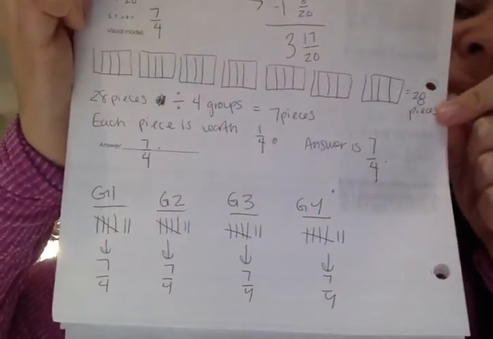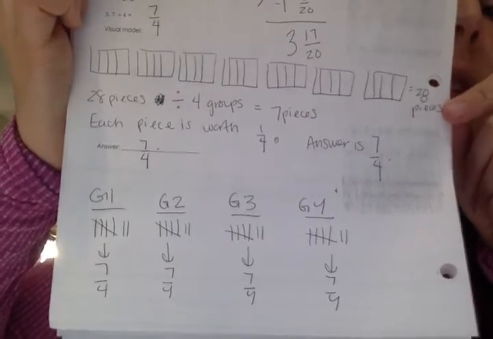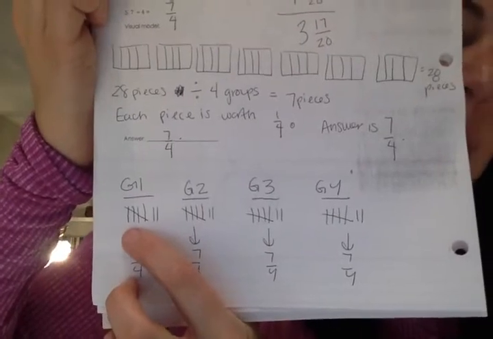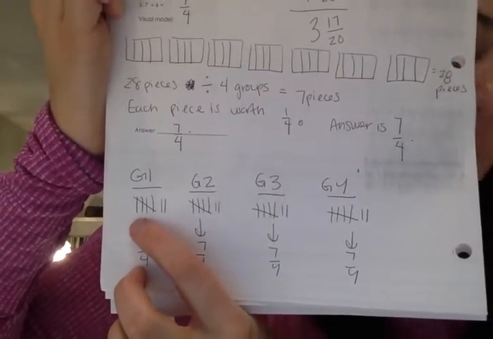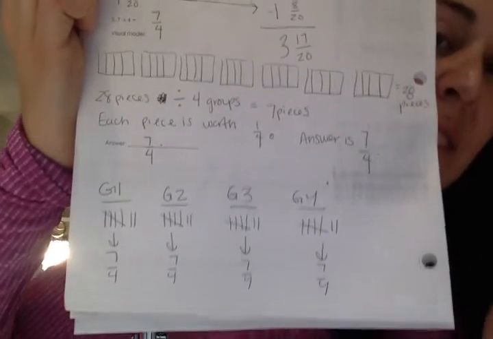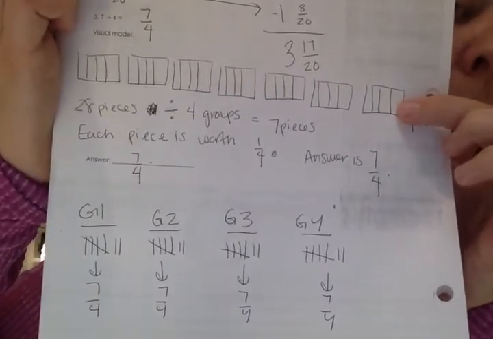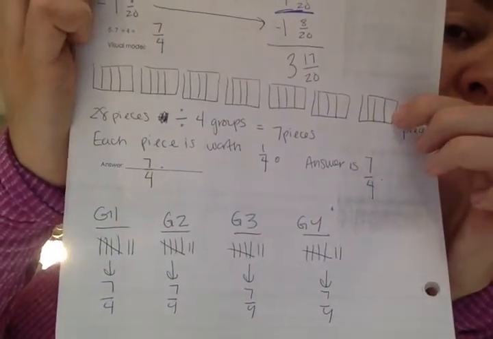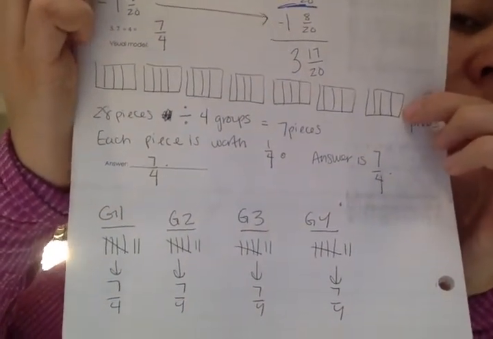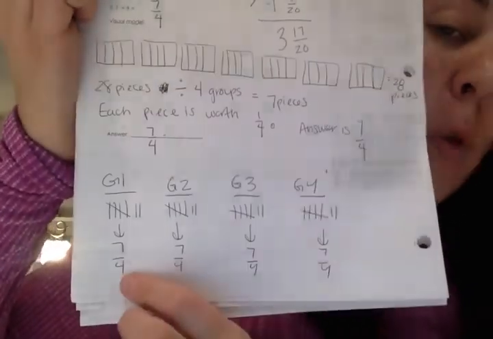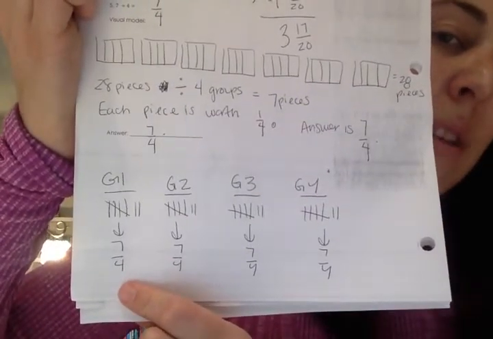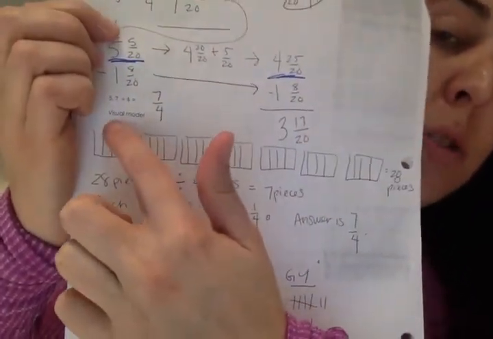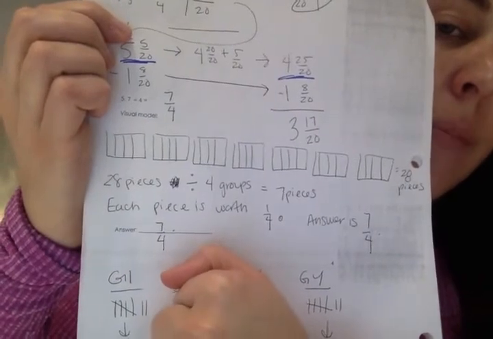Now, 28 is a number we can break into 4 groups. 28 divided by 4 is 7, so we get 7 sections in each group. But 7 is not my answer because each of these little pieces is not a whole, it's a fourth. The value of each of these 28 pieces is 1/4. So if I have 7 1/4, that's the same as 7/4. So here we've proven with a picture what we know to be true just based on our division up top.